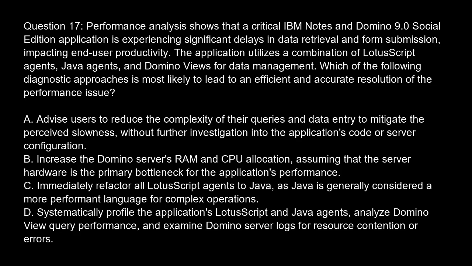Option A. Advise users to reduce the complexity of their queries and data entry to mitigate the perceived slowness, without further investigation into the application's code or server configuration. Option B. Increase the Domino server's RAM and CPU allocation, assuming that the server hardware is the primary bottleneck for the application's performance. Option C. Immediately refactor all Lotus script agents to Java, as Java is generally considered a more performant language for complex operations. Option D. Systematically profile the application's Lotus script and Java agents, analyze Domino view query performance, and examine Domino server logs for resource contention or errors.